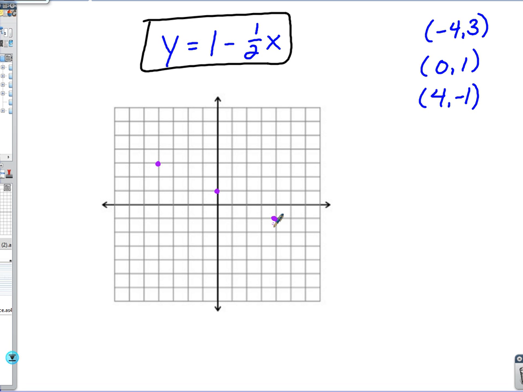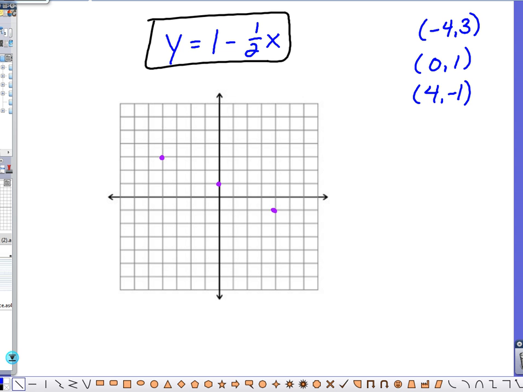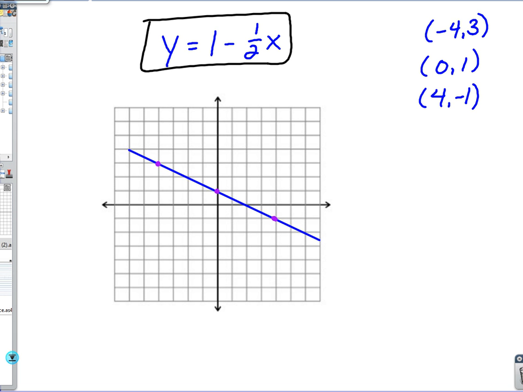And these are three of actually an infinite number of solutions to this y equals 1 minus 1/2 x. There's an infinite number of solutions to that. And what we can actually do is draw a straight line through these points, and this straight line would be representative of each and every solution to that equation. So once we find that pattern and draw that line, we could see other potential solutions to this equation.